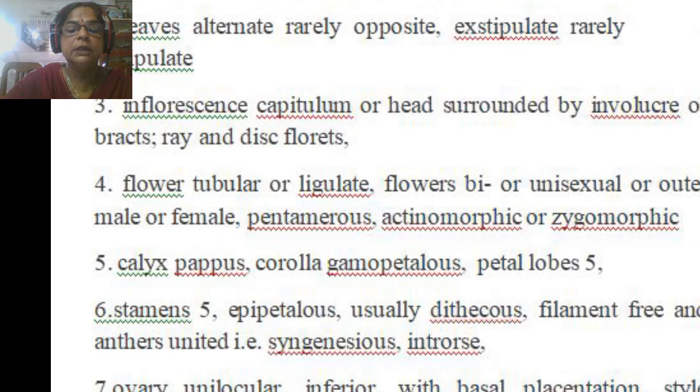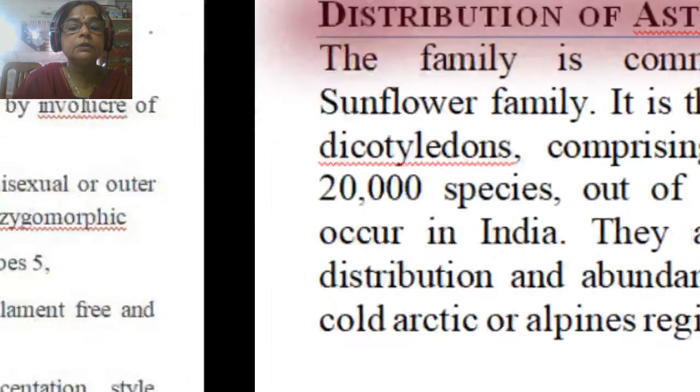Then come to the ovary. The ovary is unilocular, inferior, and with basal placentation. So these are the important characters. On the basis of these important characters, we can identify the plants which belong to the family Compositae or Asteraceae.